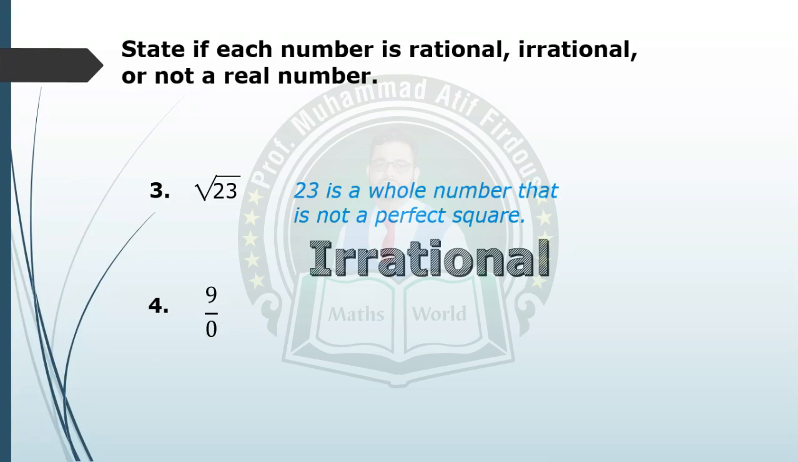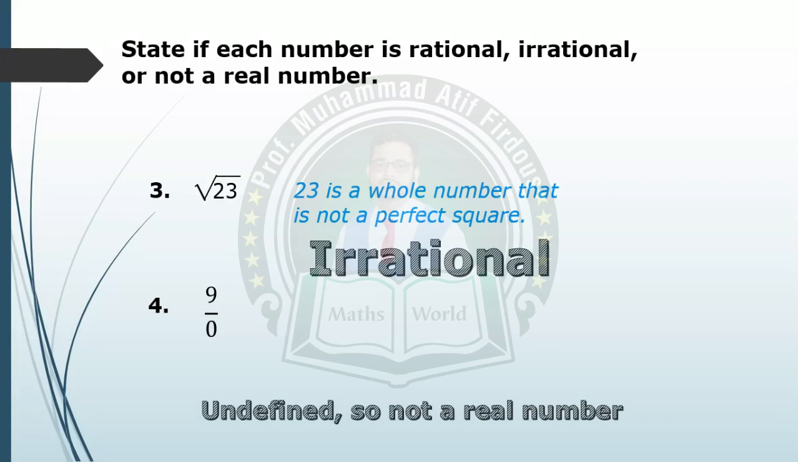The fourth one is 9 over 0. Is it rational or irrational? Think about it. Rational? Yes, because it can be written in the form of P over Q, and P and Q are relatively prime, and Q is not equal to 0, but the third condition is not satisfied. So it is not a rational number, because a number cannot be divided by 0. Any number divided by 0 is in undefined form.